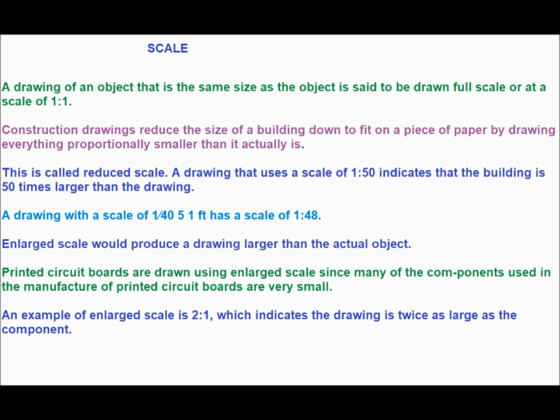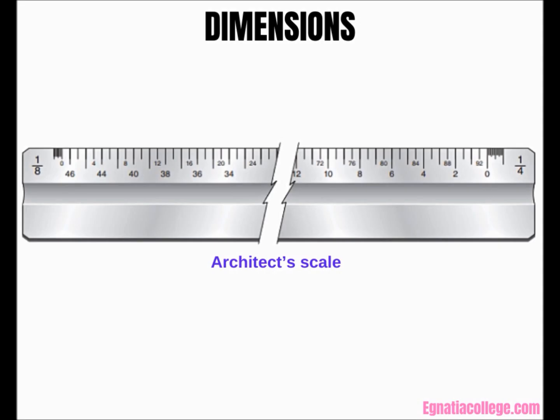A drawing that uses a scale of 1 to 50 indicates that the building is 50 times larger than the drawing. Enlarged scale would produce a drawing larger than the actual object. Printed circuit boards are drawn using enlarged scale since many of the components used in the manufacture of printed circuit boards are very small. An example of enlarged scale is 2:1, which indicates the drawing is twice as large as the component.